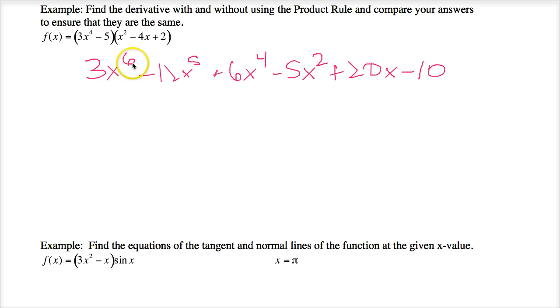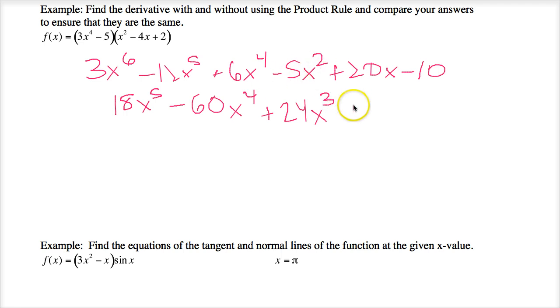So what it is, again, if you forgot, multiply these two. I get 18x to the 5th, and subtract 1. I'll multiply these two and subtract 1. I get minus 60x to the 4th. Multiply these two, I get 24 and subtract 1, so 24x to the 3rd, minus 10x, and plus, the derivative here is just plus 20.